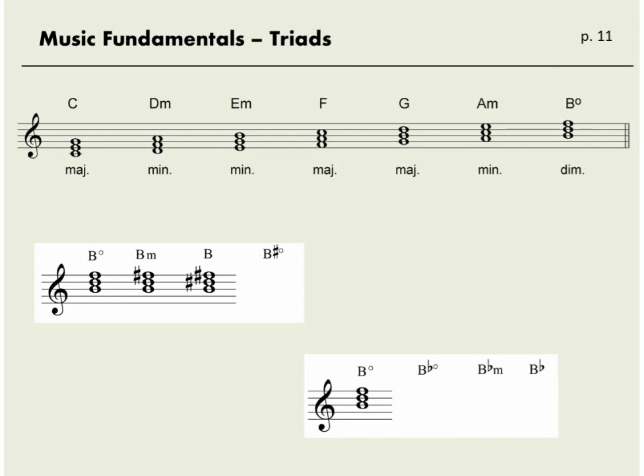And how about B sharp diminished? Well, if B, D, F is diminished, B sharp, D sharp, F sharp has to be diminished.